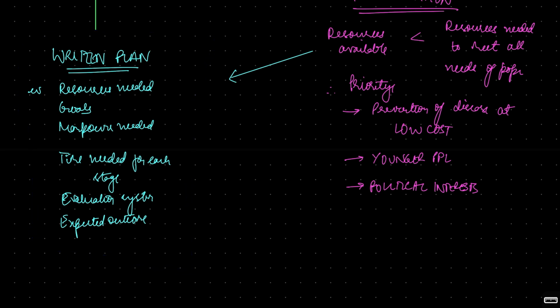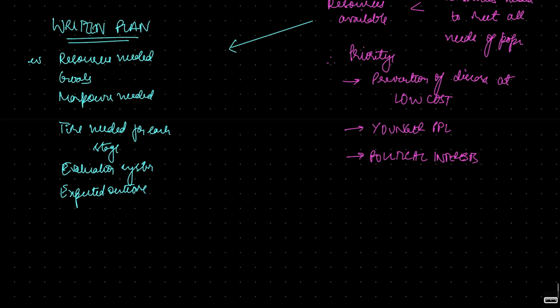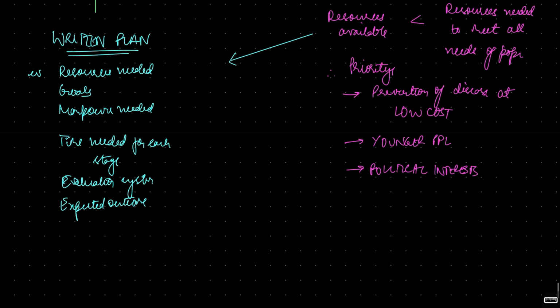It will have the resources needed, the goals, the manpower needed, the time needed for each stage, the expected outcome of that health plan, and an inbuilt evaluation system. That is, the health plan will have a system in place to evaluate its own outcome, like how is the health plan doing, is it successful, is it a failure. So you should have an inbuilt evaluation system.